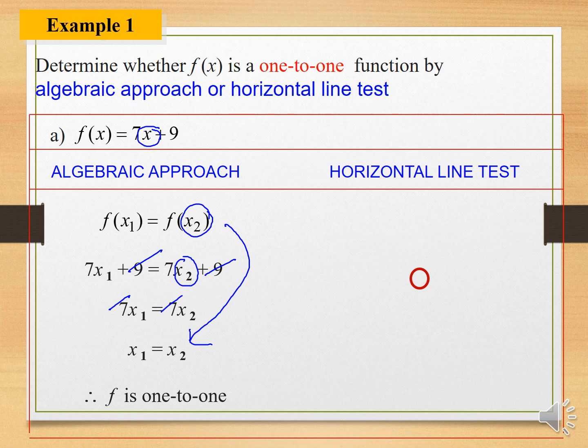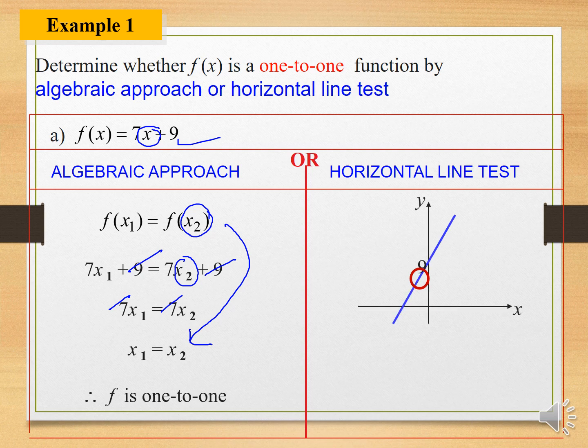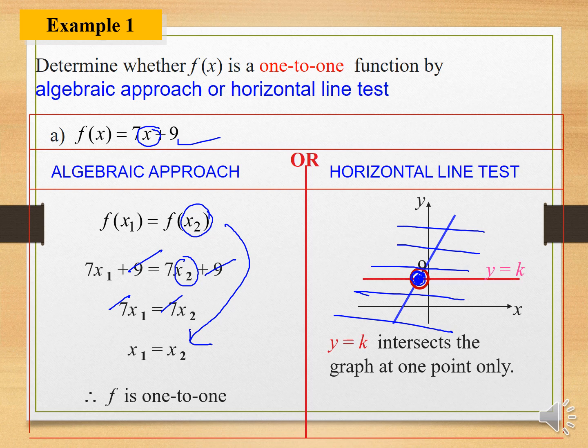By using graph, we test the function by using the horizontal line test. Draw the graph of f(x) equals 7x plus 9. We get a straight line like this, and draw any horizontal line on the graph. Any horizontal line, let's say y equals k. We have only one intersection point of the horizontal line and the graph. Therefore, y equals k intersects the graph at one point only.